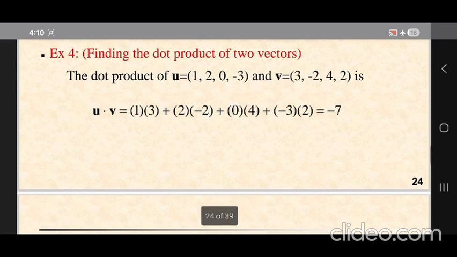One example: the vectors u and v are given here. Find the dot product value u dot v. First multiply the first elements, 1 times 3, plus the second elements, 2 times minus 2, plus the third elements, 0 times 4, plus the fourth elements, minus 3 times 2. That gives 3 plus minus 4 plus 0 minus 6, so the answer is minus 7.